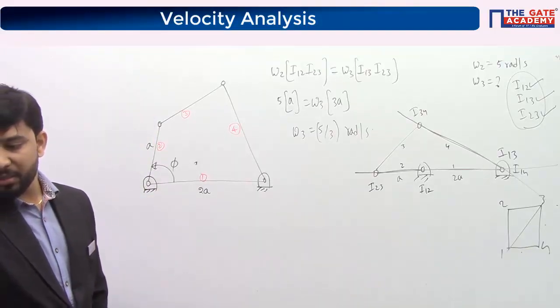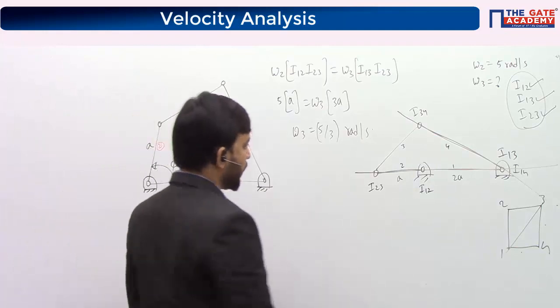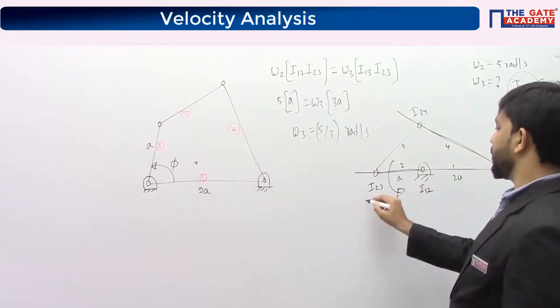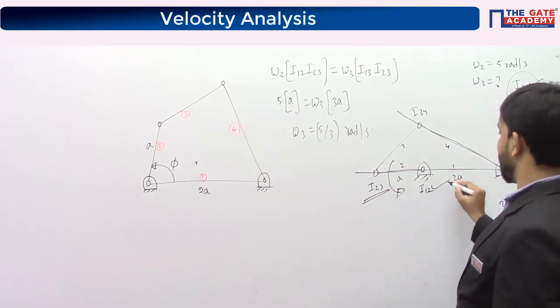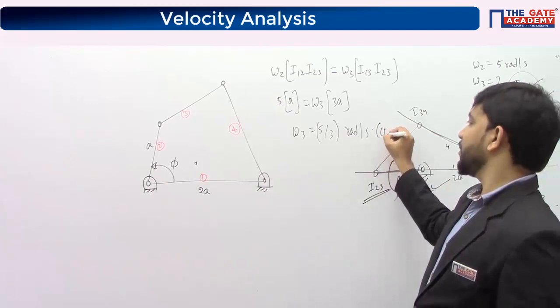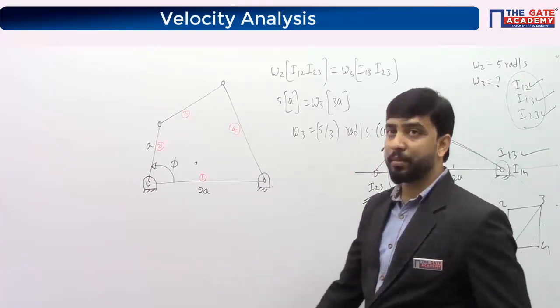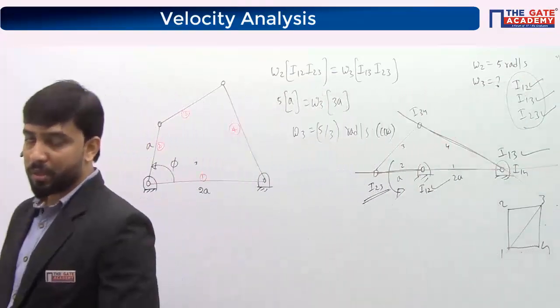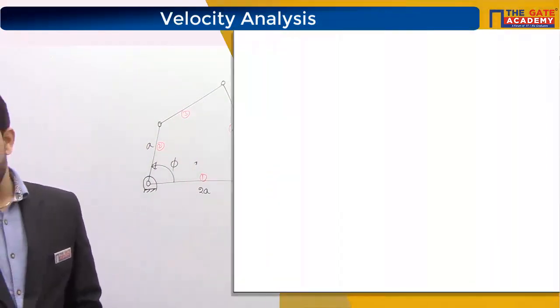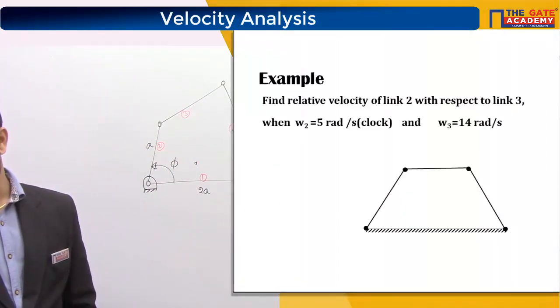So direction, if you see, it's given as counterclockwise, okay? Link 2 is rotating counterclockwise. What will be the direction of link 3? So this is the I23. I12 is here, I13 is here. Both are on the same side of the common I center. So both links will rotate in the same direction. 2 is counterclockwise, so 3 will also be counterclockwise. Try to answer this question.